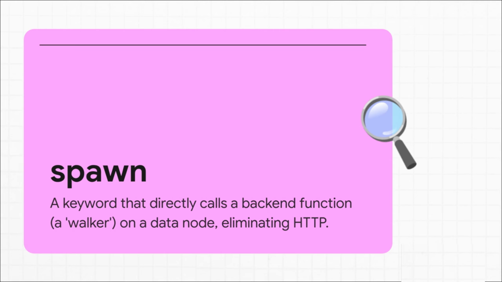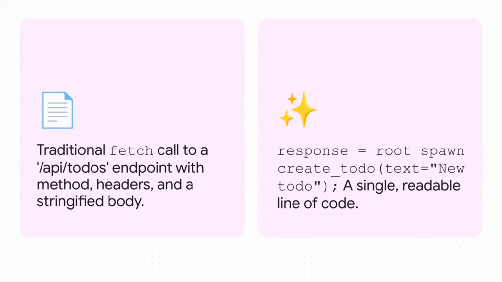In JAC, your back-end logic is in functions called walkers, and they operate on your data, which are called nodes. So forget about HTTP requests. You're just thinking about calling a function on a piece of data. That's a huge mental shift. And the difference this makes is, well, it's night and day.